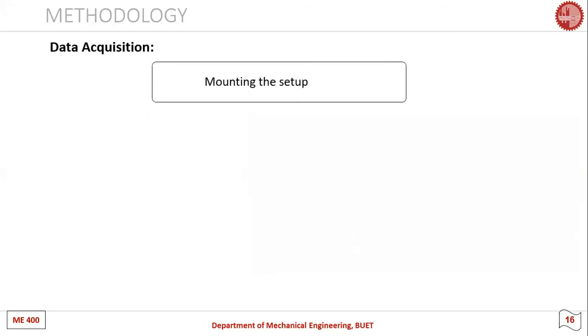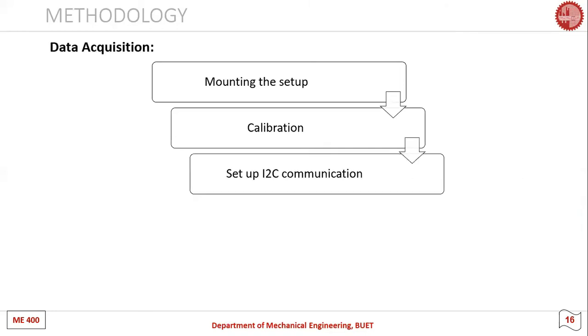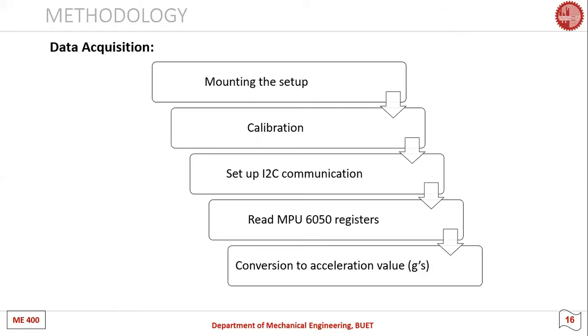Now for the data acquisition. First, we'll mount the setup on the floor of the elevator. Then we'll run the calibration scheme that is shown in the previous slides. Then we'll set up the I2C communication. Then we'll read the MPU 6050 registers and convert the raw values of the registers to acceleration values in G's.